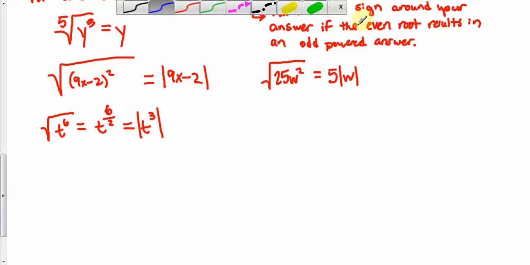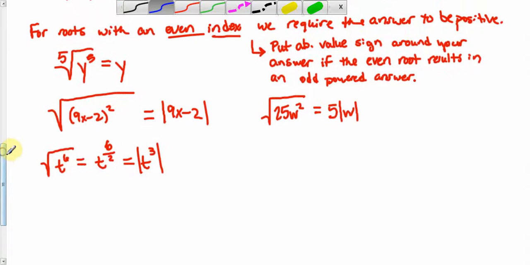This is the rule, though. Put absolute value sign around your answer if the even root results in an odd powered answer. But I probably should say around your variable, because you have to use your common sense about the number part of it. All right, let's look at another one. I know these are confusing.